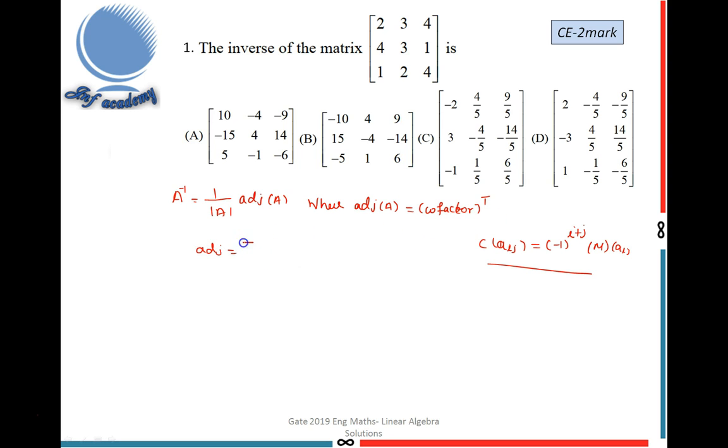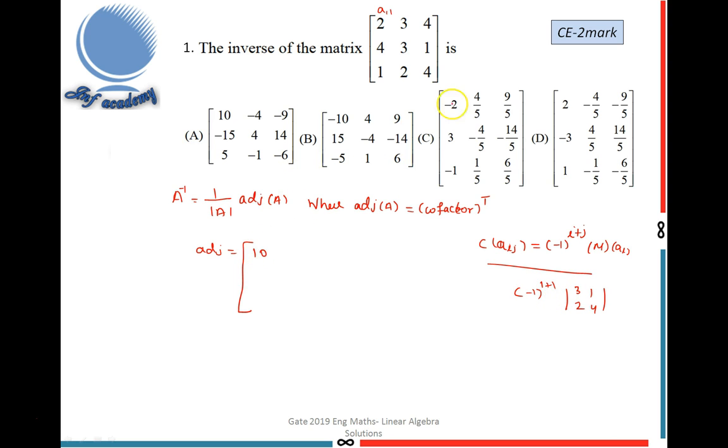How to find the cofactor? First I find the cofactor of the element 2. It is in the place A11, first row first column. So minus 1 whole power 1 plus 1 into minor of A11. How to get the minor of A11? Deleting first row and first column, this determinant is called the minor. 3, 1, 2, 4. Finally I got 3 fours are 12 minus 2, 10. This is plus, so finally I got 10.